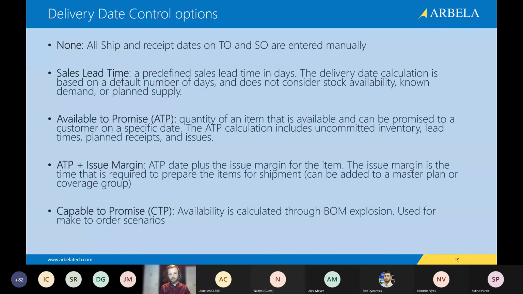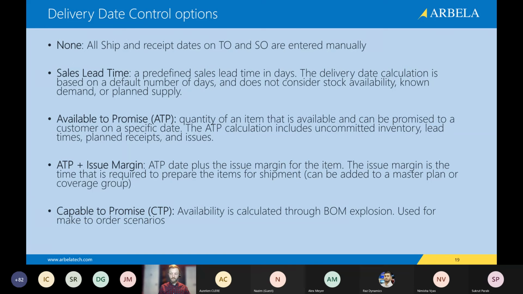And then finally, capable to promise, used in the make to order and engineer to order scenarios. Availability is calculated through a bill of material explosion. It's looking at what inventory you have on hand. It's looking at lead times and routes of items you don't have on hand, and it's coming up with the expected date of when you can realistically make that buy. And it's setting your ship date and your receipt date on sales orders.